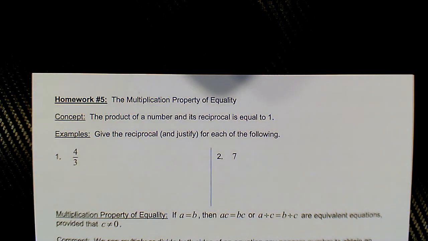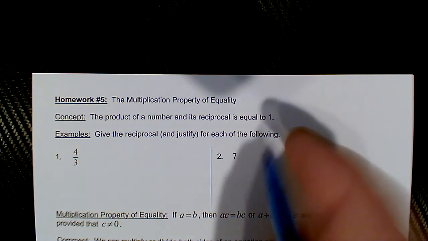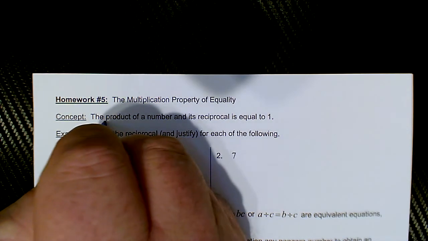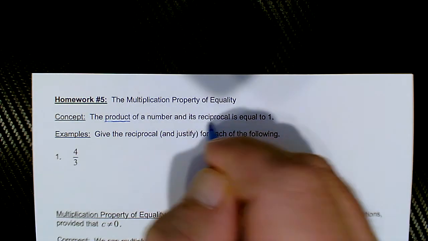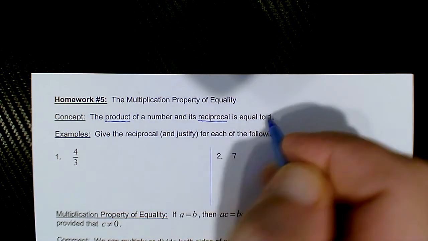Hello everyone. This is homework number 5, the multiplication property of equality. And the first concept is to consider what's defined to be the reciprocal of a number. The reciprocal of a number is just simply a number such that the product is equal to 1.